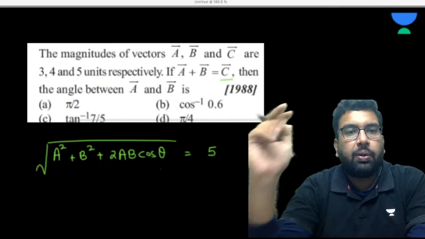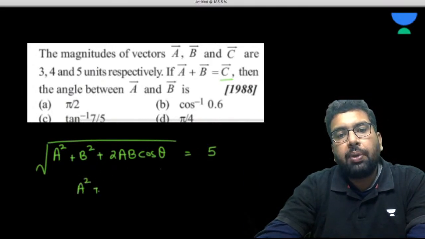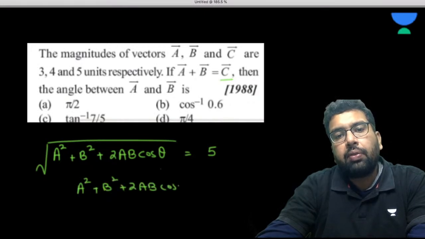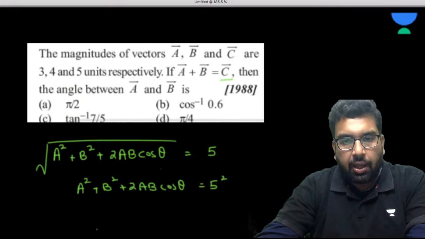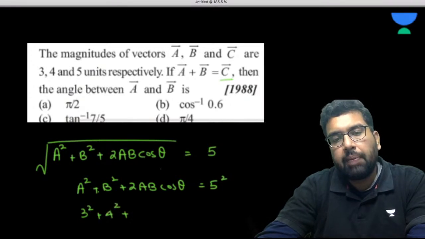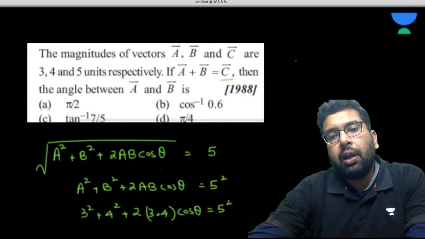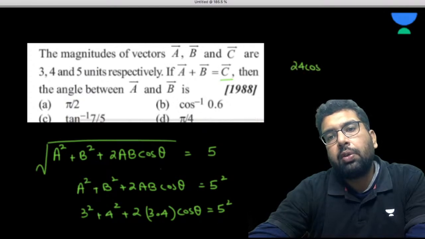No issues at all. Now if I square both sides, it will become a square plus b square plus 2ab cos theta, and this will become 5 square. So a square plus b square means 3 square plus 4 square. I'm just putting the magnitudes because a and b are the magnitudes. So 2 into 3 into 4 cos theta, 24 cos theta is equal to 0, isn't it?